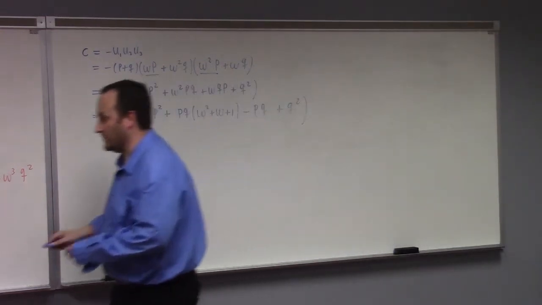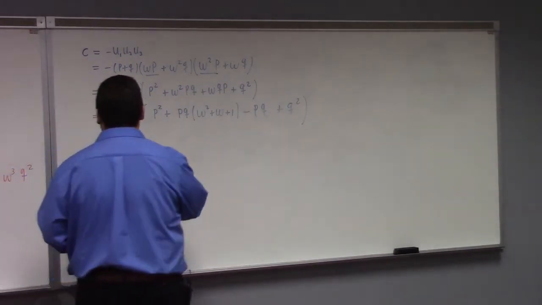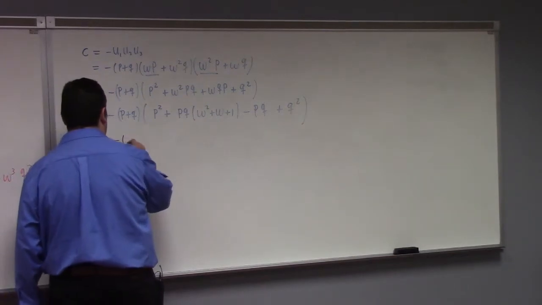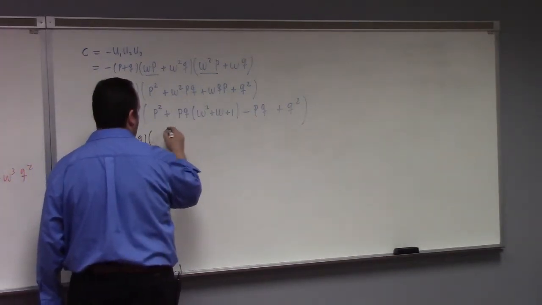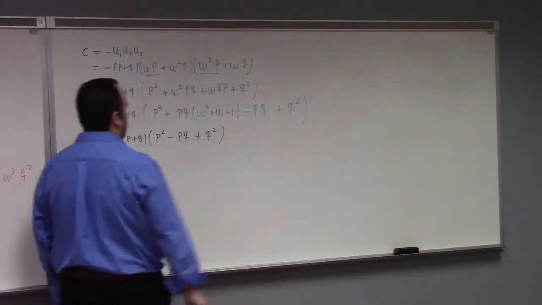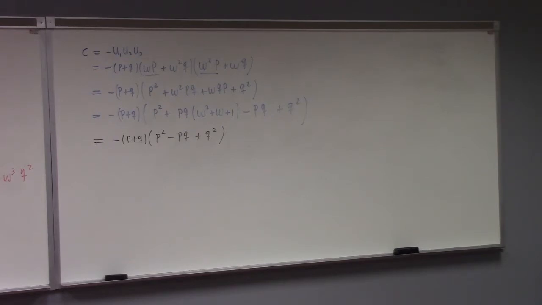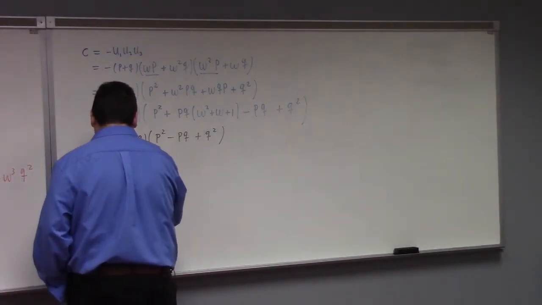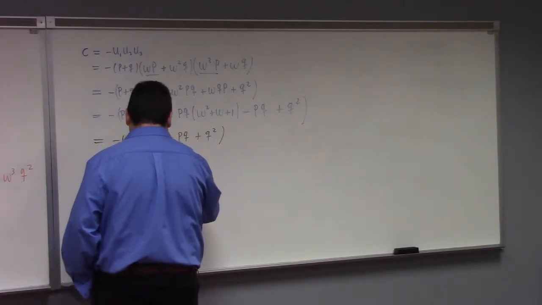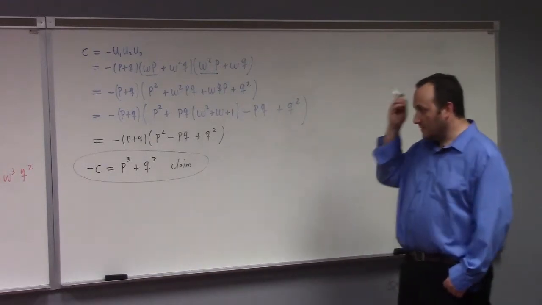which may or may not actually be helpful for us, by the way. It could be that playing this game is what's making it impossible for us to see what we're supposed to see. I don't know. I mean, something went bad. So I've got P squared minus PQ plus Q squared if I haven't made a mistake there. There's your C. And he somehow has minus C is P cubed plus Q cubed. P cubed plus Q cubed is minus C, according to him.